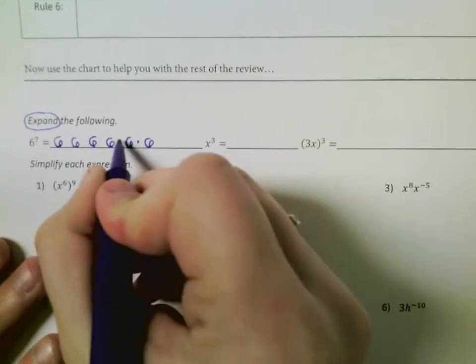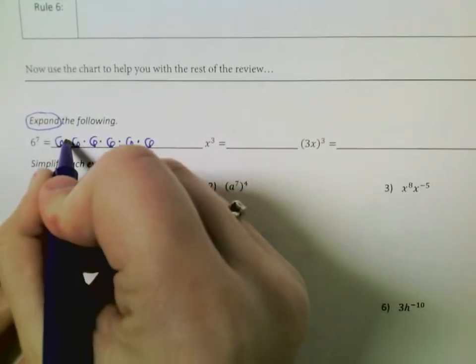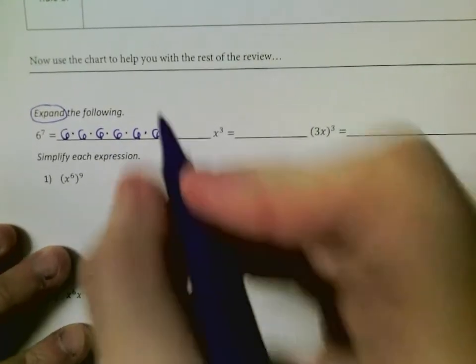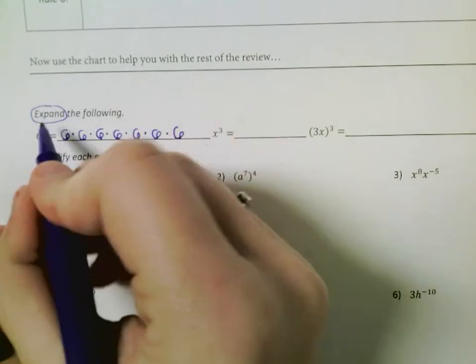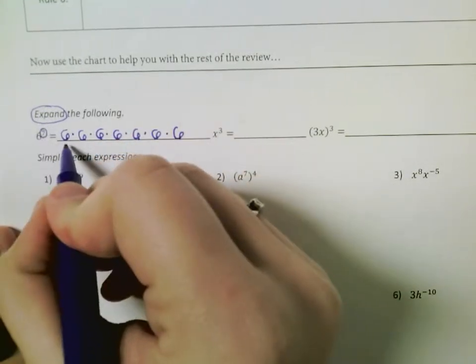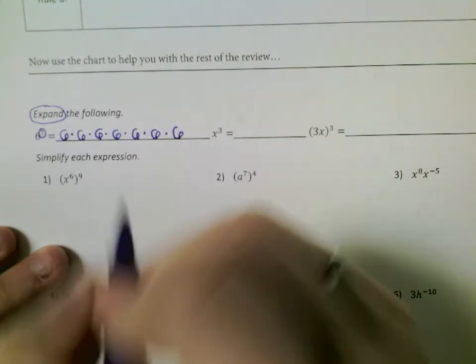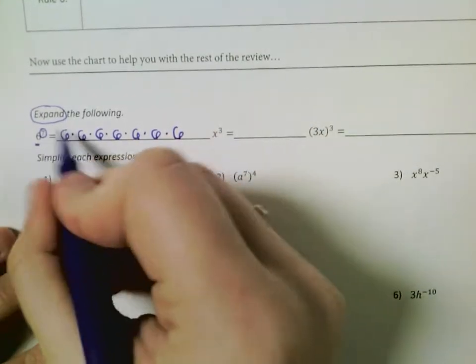And then if you want to throw little dots in between, that'd be a smart idea. So you have, sorry, not 6, I missed one. It's to the 7th power. So the 7 tells you how many you should have: 1, 2, 3, 4, 5, 6, 7. And the 6 tells you what number you're actually repeating.